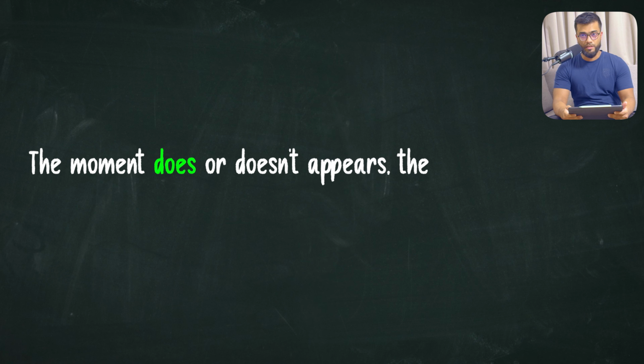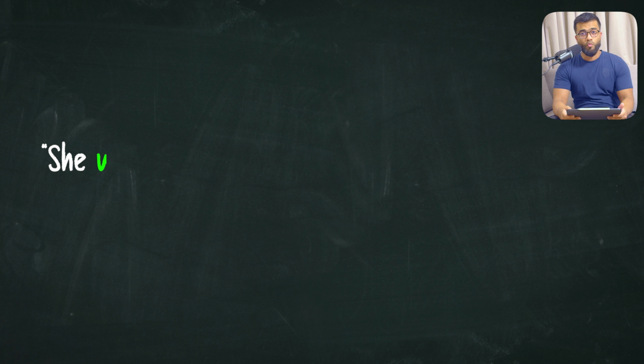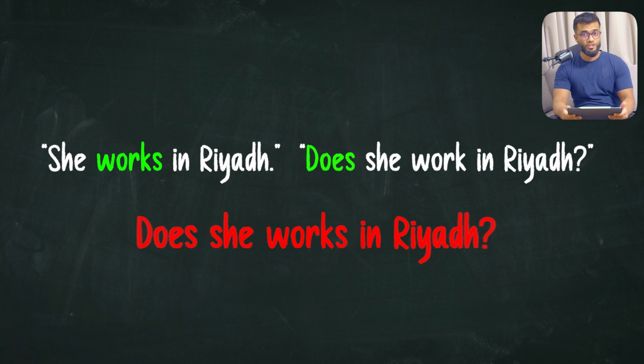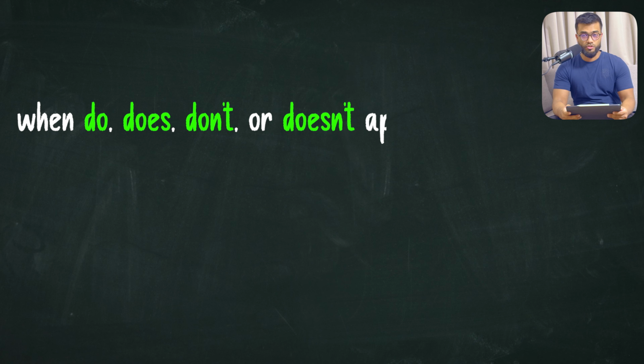But here's the trap. The moment does or doesn't appears, the verb drops the S. Listen carefully. He works, but he doesn't work. Not he doesn't works. No, she works in Riyadh, but does she work in Riyadh? Not does she works in Riyadh. No, the S only lives in one place at a time. The word does is already carrying it. So remember, when the words do, does, don't, or doesn't appear, the verb goes back to its normal form. No S. That's the rule.